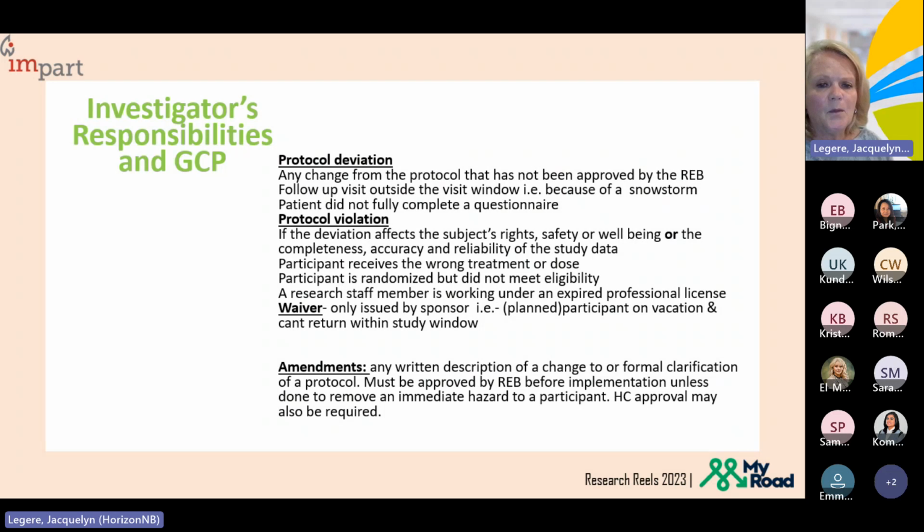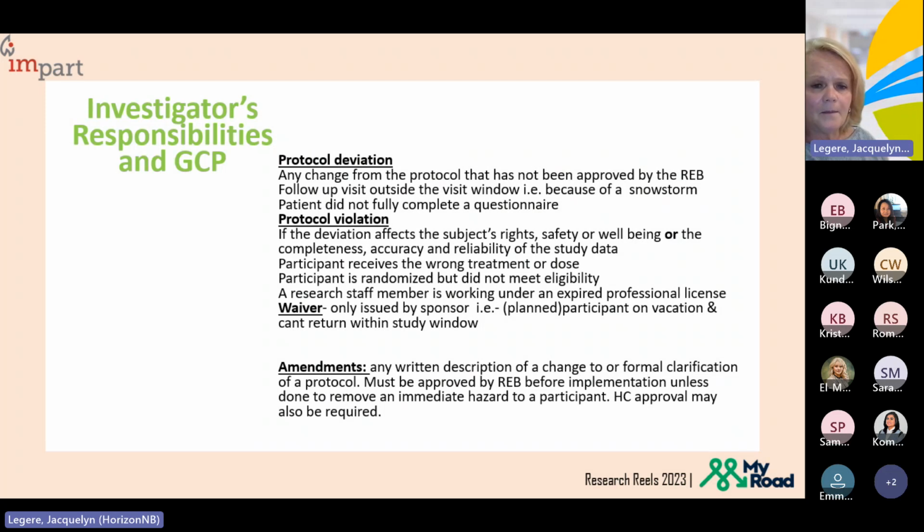For example, the participant receives the wrong investigational treatment dose. That's considered a serious protocol violation. Or the patient was randomized, but they actually didn't meet the eligibility requirements. So those reporting requirements are to the sponsor as soon as you're aware, and to the REB. And we also say, if a patient got an incorrect dose, the patient needs to be made aware. You need to tell them as well that there was an error.